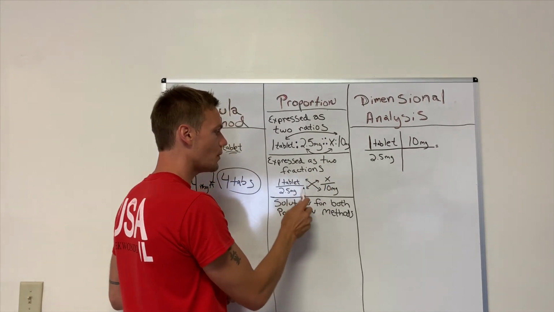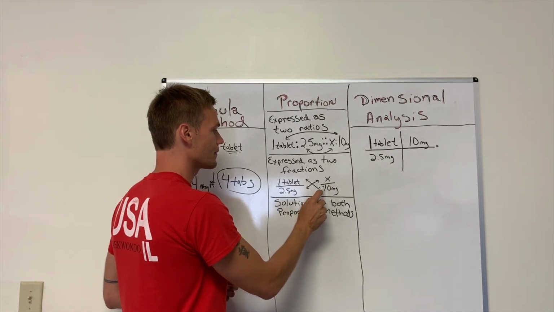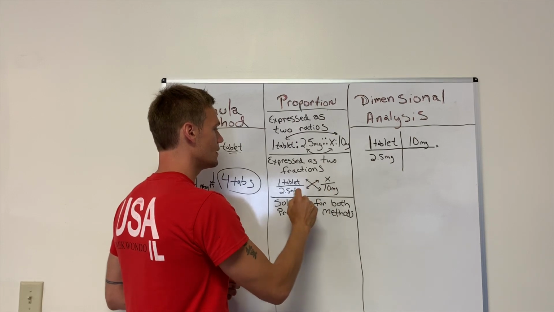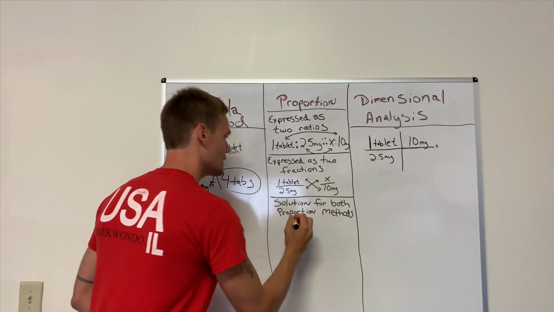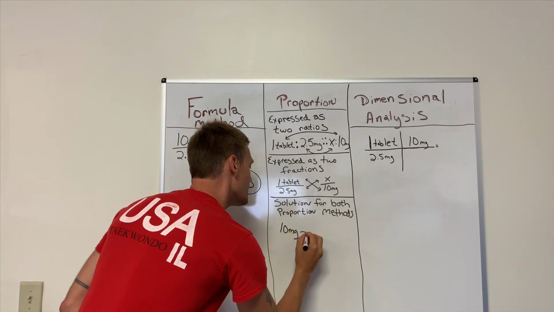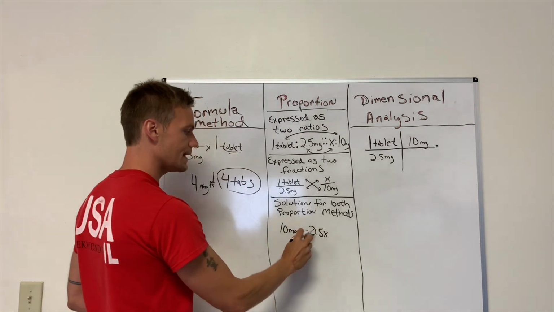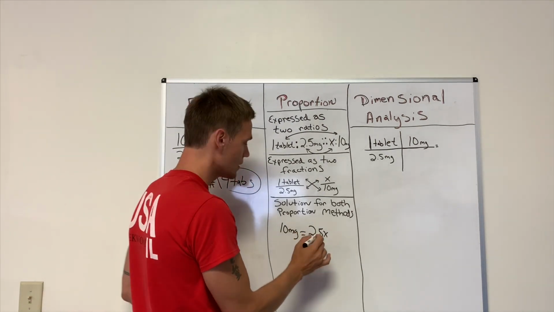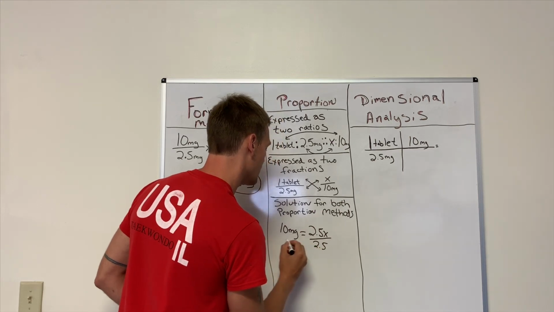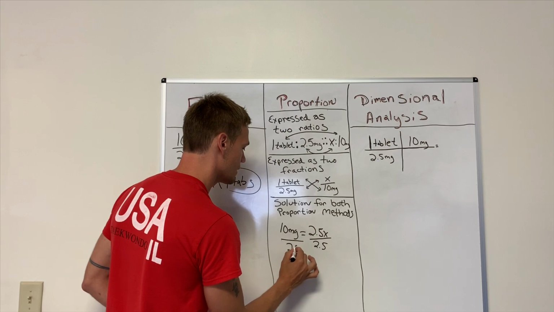So we cross multiply. 1 times 10 equals 2.5 times x. So it looks like this. 10 milligrams equals 2.5x. Now to get x alone, we need to divide this by 2.5. And then whatever we do to this side, we have to do here.